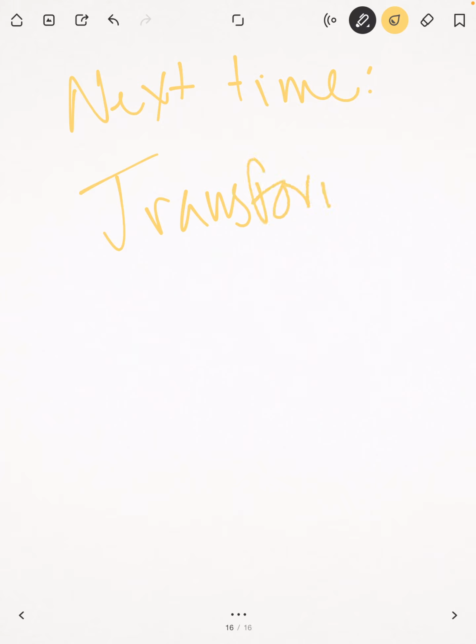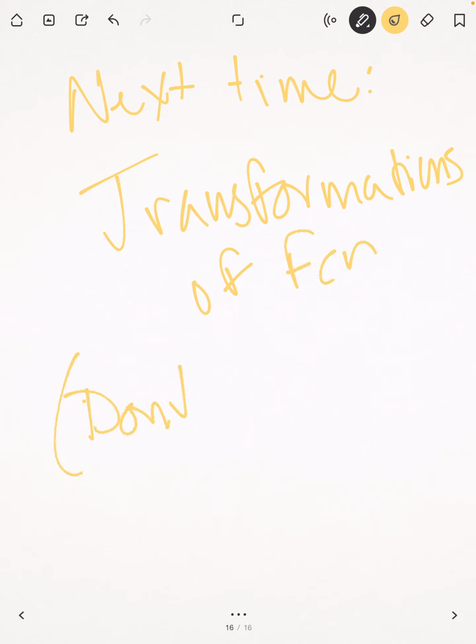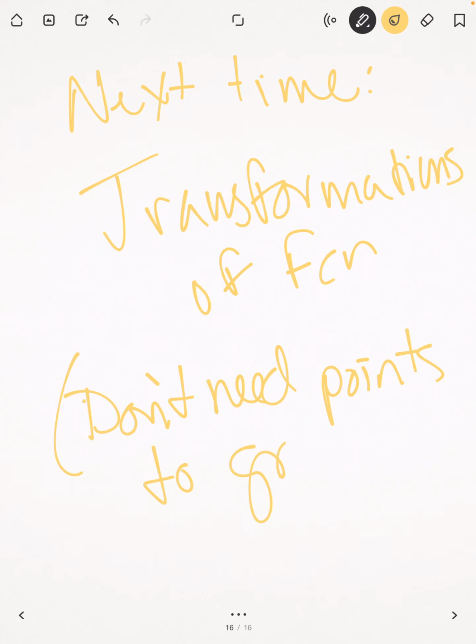So next time, we're going to talk about transformations of functions. So we don't need to find the points. Don't need points to graph. And it's not transformations of just any functions, but transformations of library functions.